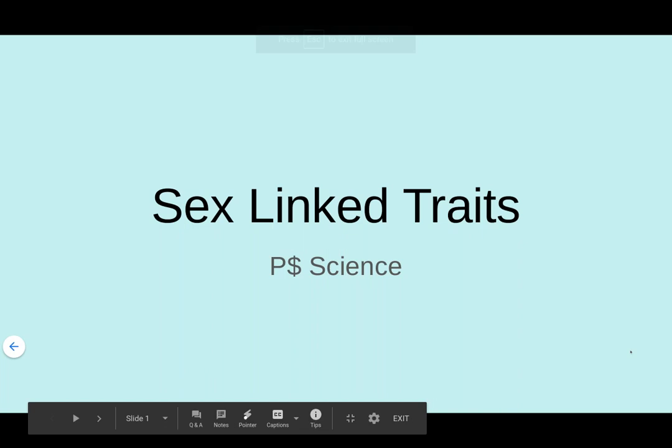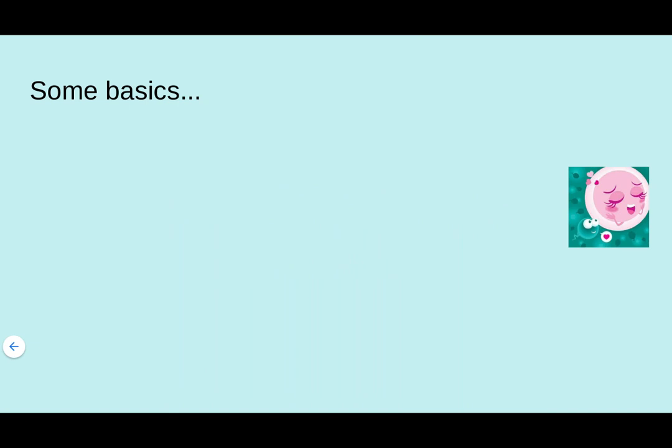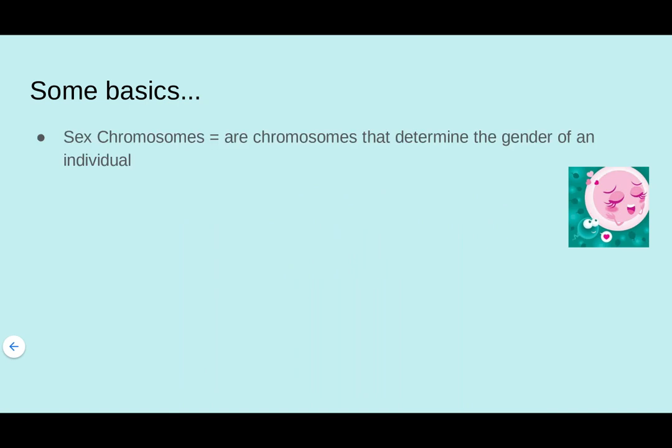All right, so the other topic we need to cover to wrap up heredity is sex-linked traits. So some basics first. Keep in mind every individual has two sex chromosomes. Sex chromosomes are the chromosomes that determine the gender of an individual. In humans, XX denotes a female and XY would be a male.